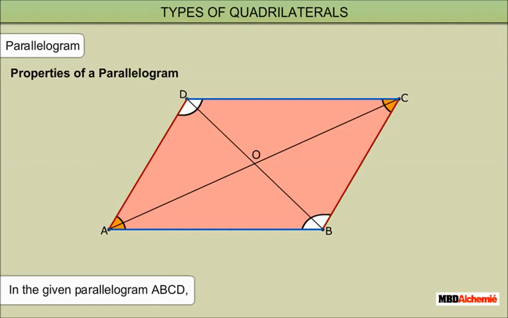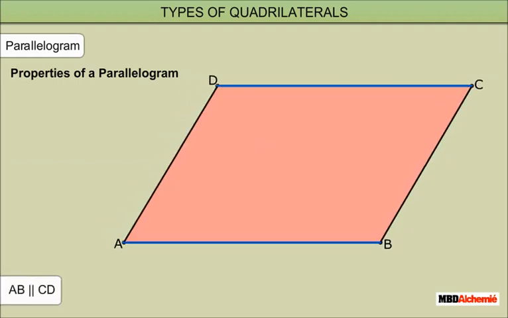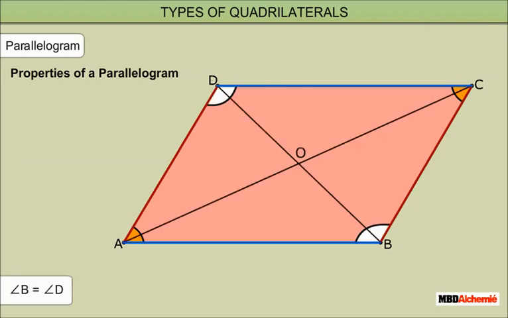In the given parallelogram ABCD, AB is parallel to CD, AD is parallel to BC, AB is equal to CD, opposite sides are equal, angle A is equal to angle C, opposite angles are equal, angle B is equal to angle D, opposite angles are equal.